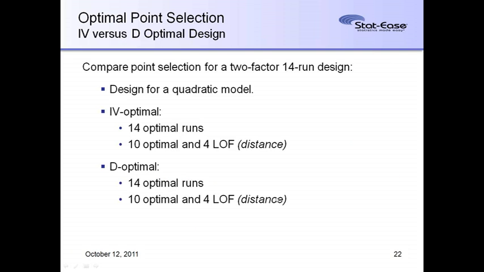Okay, let's just do one more comparison. This time we'll do a 2-factor design, and again, we'll split it. We'll design for a quadratic model. We'll do 14 optimal runs and compare that to 10 optimal runs with 4 lack of fit. And we'll do that both for IV and D.